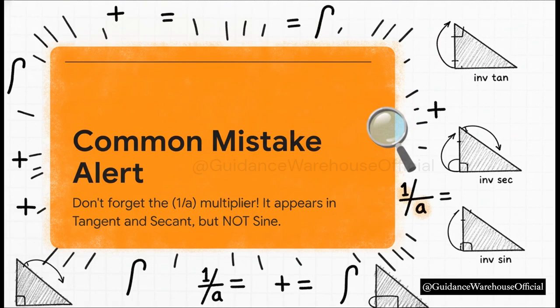Okay, now here is a massive trap I see students fall into constantly. Major common mistake alert here. Look really closely at those formulas again. The inverse tangent and inverse secant formulas both have a 1 over a multiplier sitting right out in front of them. The inverse sine formula does not. I'm going to repeat that because it's that important. Inverse sine does not have the 1 over a in front. So if your a value is 2 and you're using tangent, your answer is going to start with a 1/2. If you're using sine, it doesn't. You really ought to burn this rule into your memory.